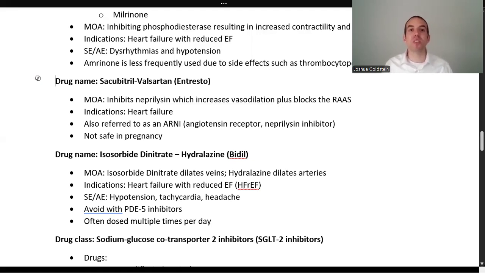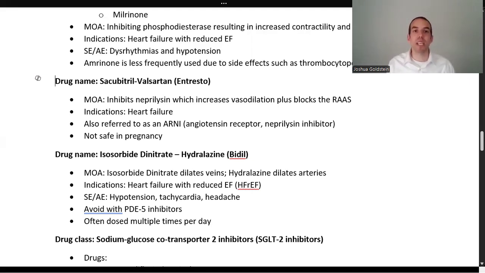What do we use it for? We use it for heart failure. This is also called an ARNI, an angiotensin receptor neprilysin inhibitor. This drug is an ARB, so it's not safe in pregnancy. But this has become a really popular medication for the treatment of heart failure. Keep in mind, this is a brand name drug, Entresto. I wouldn't expect this to be on the NCLEX.